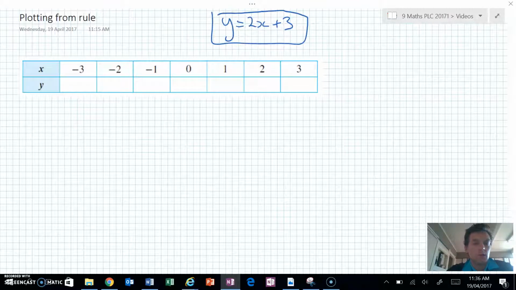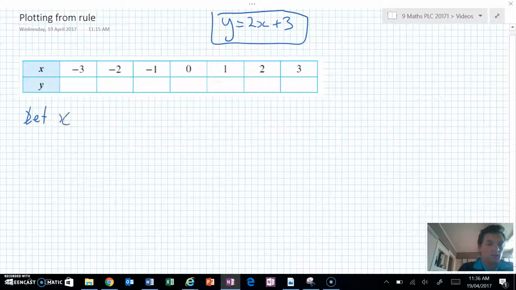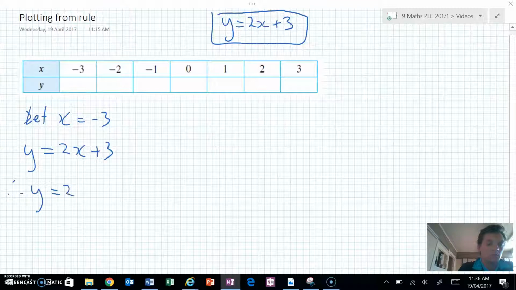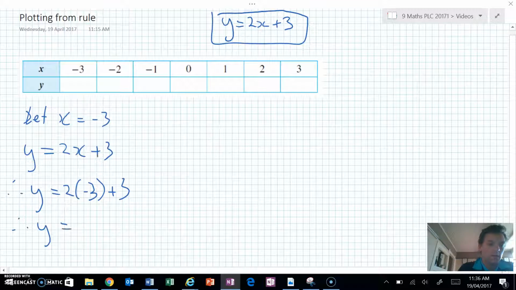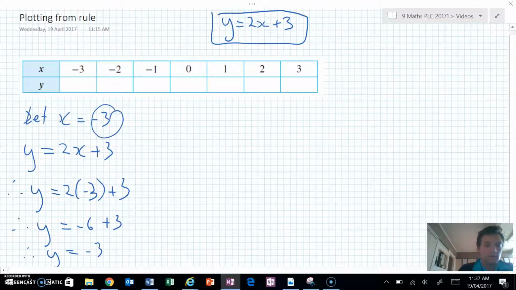For the first time we do these, we're going to always use the values with x of -3 through to +3. That's going to make sure that we've got enough points on the graph to ensure that it's going to be a straight line. So first thing we're going to do is let x equal -3. So when x equals -3 in the equation y equals 2x plus 3, what does y equal? So y equals 2 times by -3 plus 3. Therefore y equals -6 plus 3. So y is going to be equal to -3. So what we're saying is that when x is equal to -3, y also equals -3.